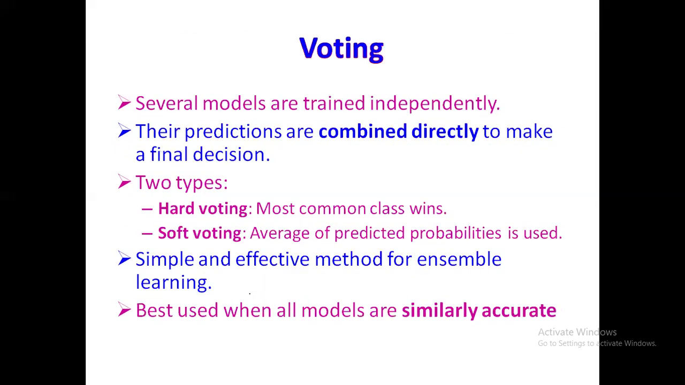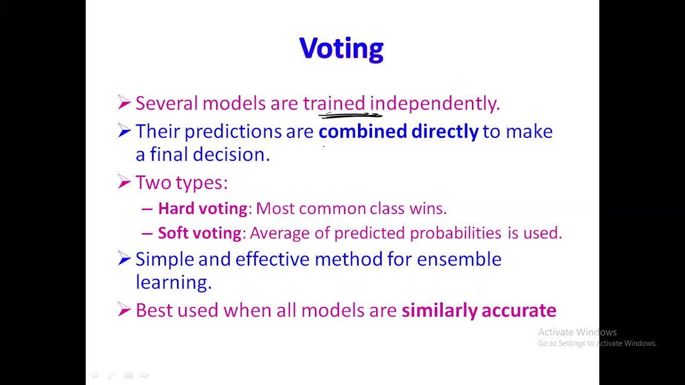Next type is voting. Voting is a straightforward ensemble technique where several models are trained independently, and their predictions are combined to make the final decision.